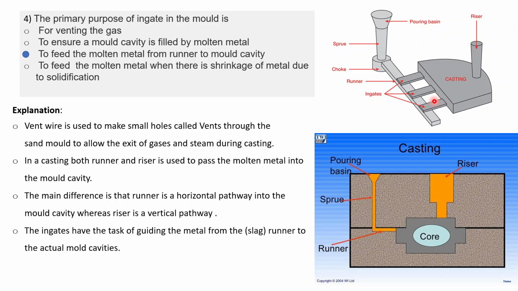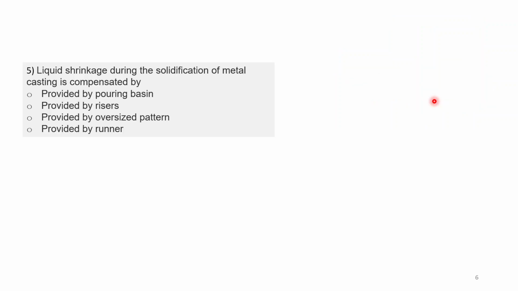Next question is, the liquid shrinkage during the solidification of metal casting is compensated by. Your options are pouring basin, risers, oversized pattern, or runner.